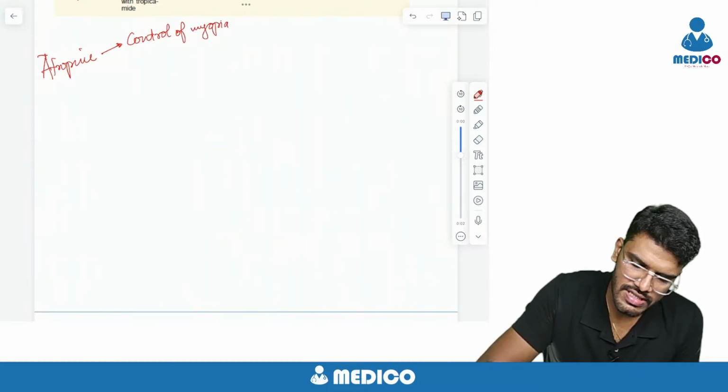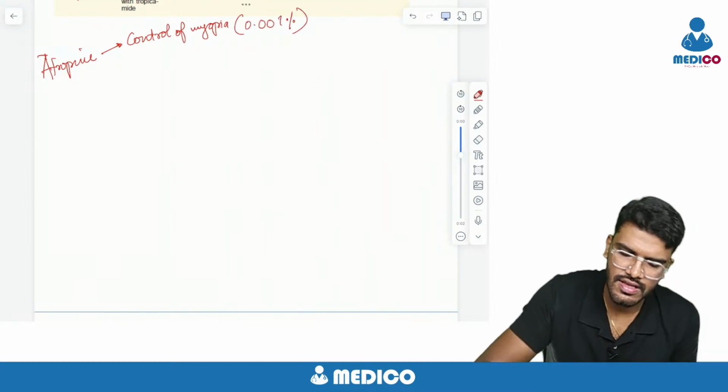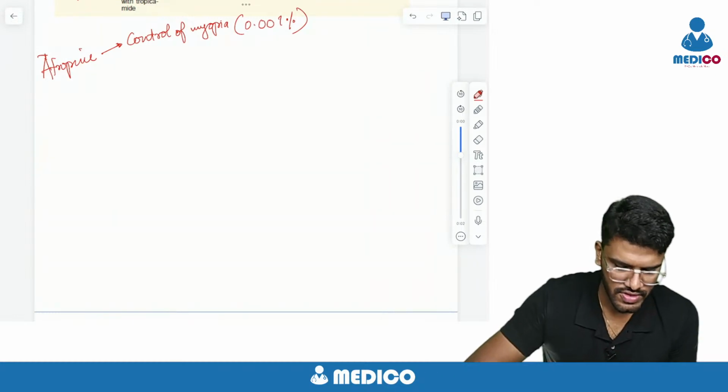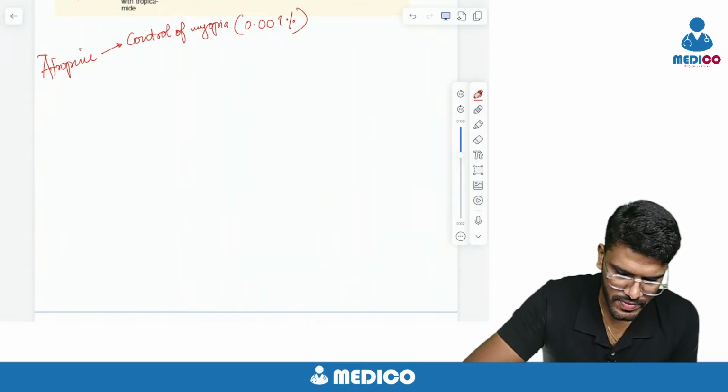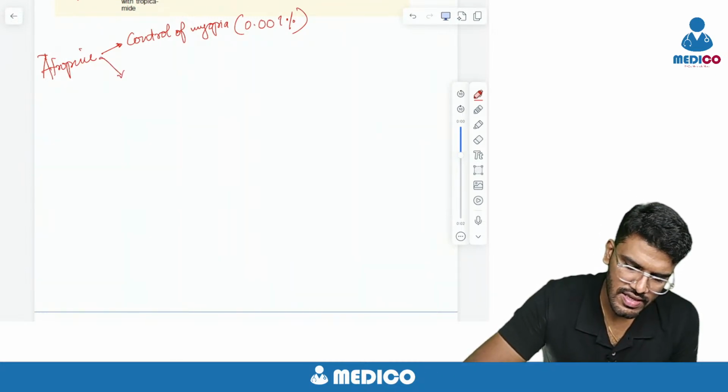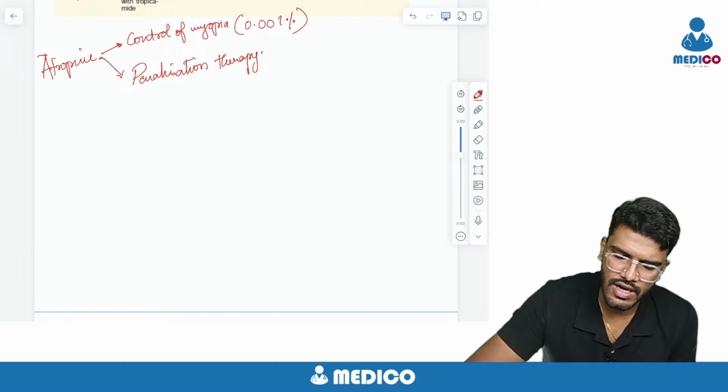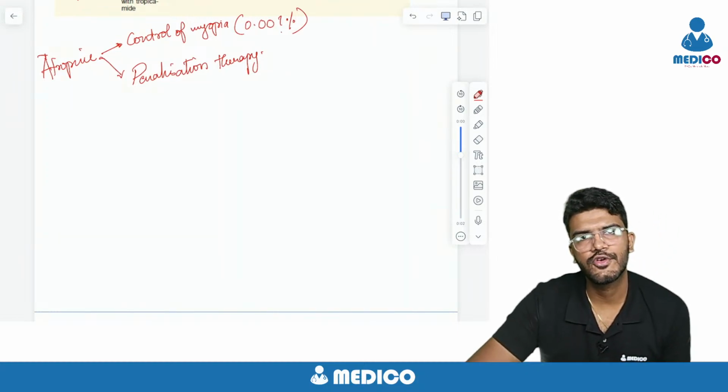But note the concentration, 0.001%. So it is used in controlling myopia. One more thing is, atropine is also used in penalization therapy. What do I mean by this? How does atropine help in control of myopia progression?